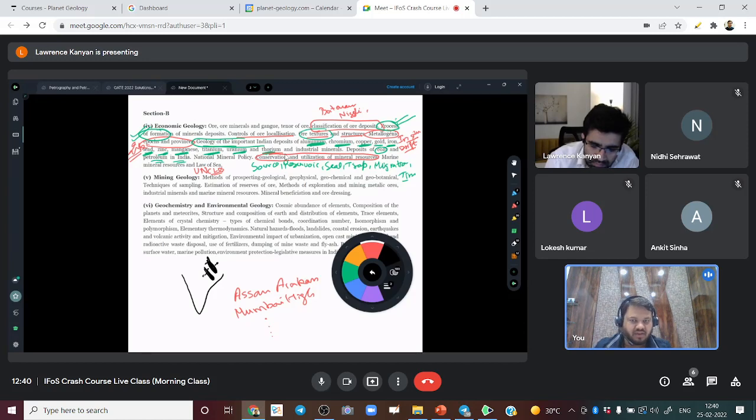One is classification of deposits, or rather the process of ore formation. Just prepare them. Prepare standalone notes on laterites as well as supergene enrichment. That's it. And then prepare well about this one, what we say coal and petroleum. This is the second thing.